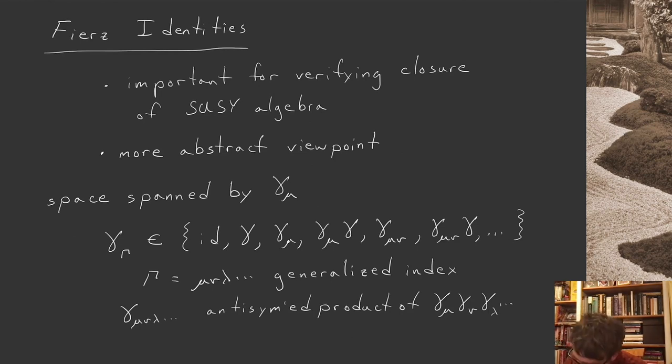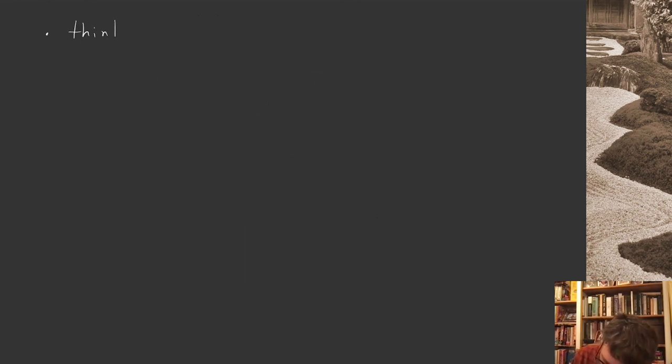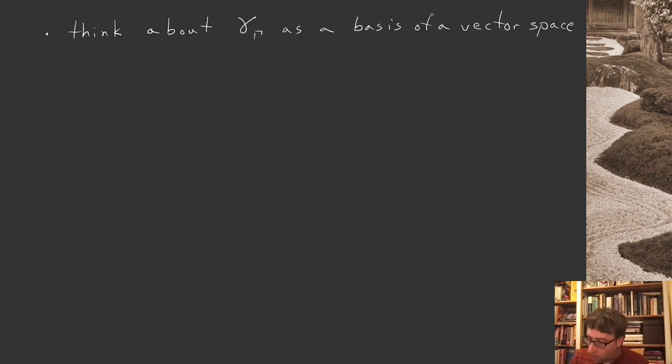We already saw an example of that. We saw the gamma mu nu matrix, which I can think of as 1/2 gamma mu, gamma nu minus gamma nu, gamma mu. Very good. So I want to think about these gamma matrices with this generalized index as a basis of a vector space. We could write a general element in this space as a sum over all of these gamma matrices with some coefficients, C sub gamma, gamma sub capital gamma.